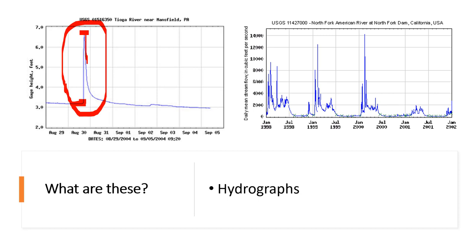But what you can see is that it tails out very, very nicely. It makes a nice exponential decay curve on the other end as that water flows downstream. And then it returns to this base flow again. And you can see down here, there's another little bump. So there may have been some very small rain shower that occurred and that created a very small peak.